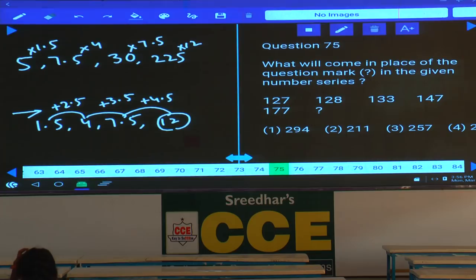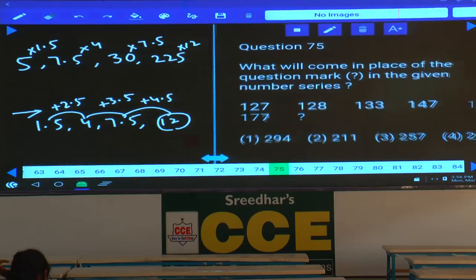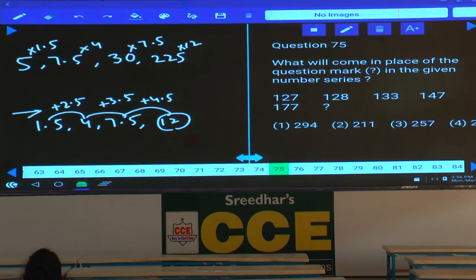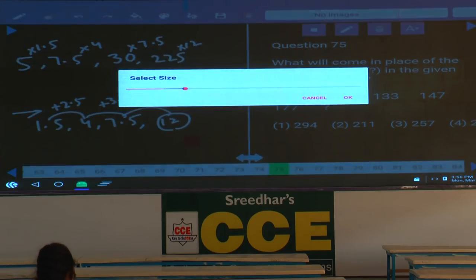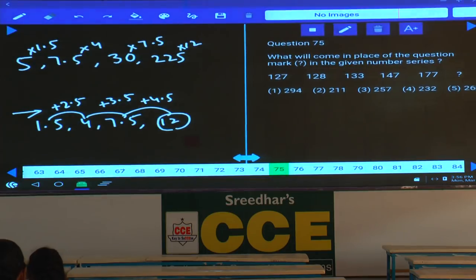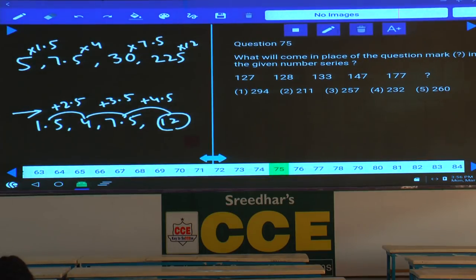Then coming to 75: 127, 128, 133, 147, 177. Now if you go for the difference. Tell me what is the relation between these numbers? Now 127 and 128, the difference is 1. Next difference is how much? 5. And next, 133 and 147, the difference is 14.